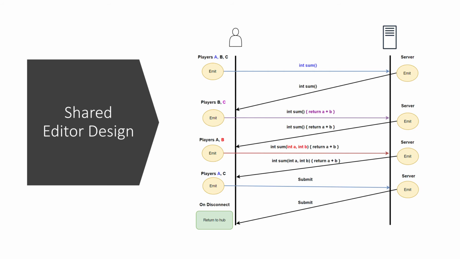Now player C has written in what's in the purple, return A B, wrapped in curly brackets, and that's sent to the server, and then sent back to players A and B. Naturally, anybody can type at the same time. So B put inside the parentheses int A, comma, int B, and sent that to the server, and it gets sent back to players A and C. And then when someone hits submit, that gets sent to the server, and everyone's returned to the hub page.